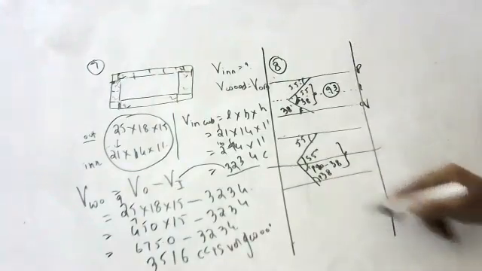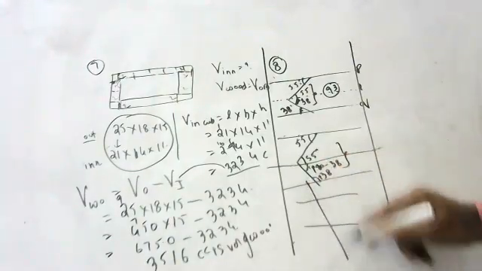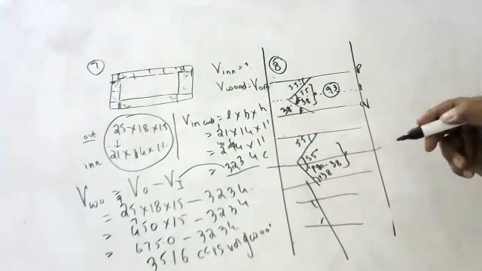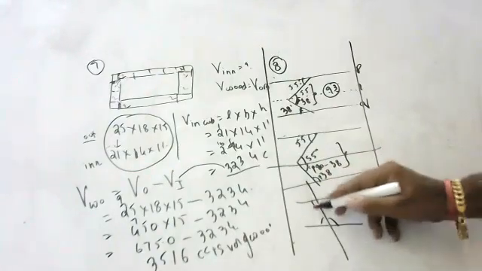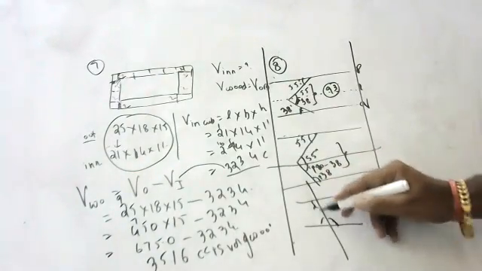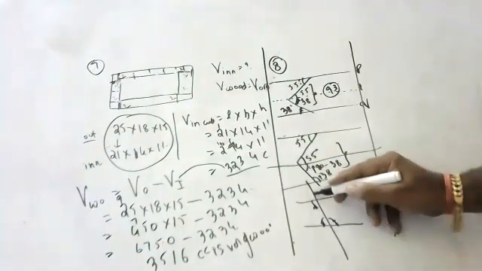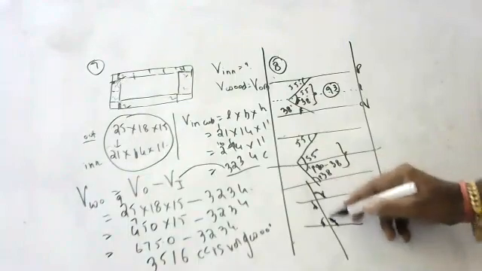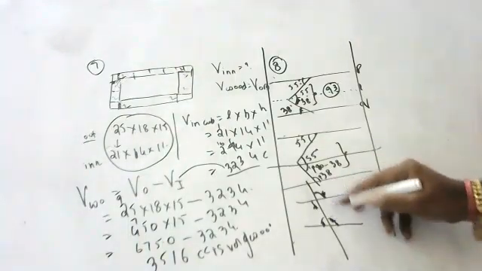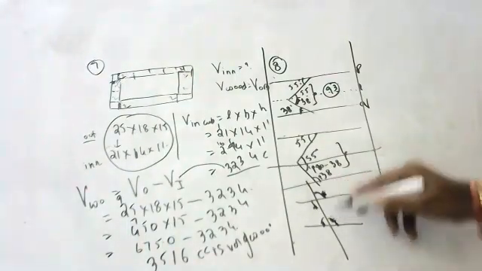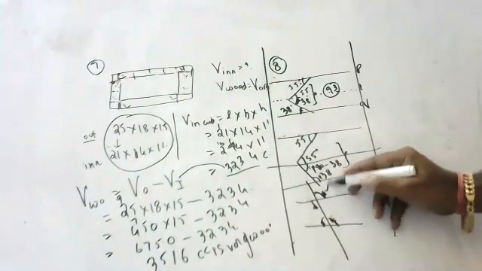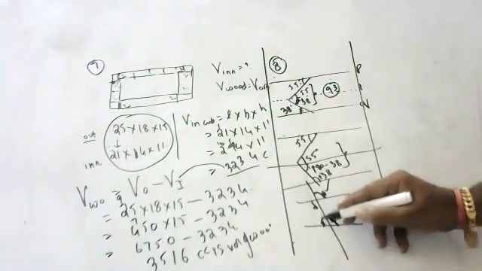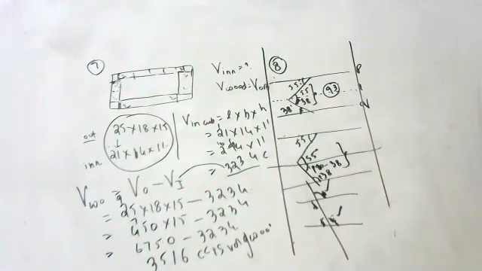So what is co-interior angle? Children, see, these both are co-interior angles, but these both are called alternate angles. And these both are called what? Corresponding angles. Be careful, children. These both are corresponding, these both are alternate, and these both are co-interior angles, which are supplementary. Okay, next.